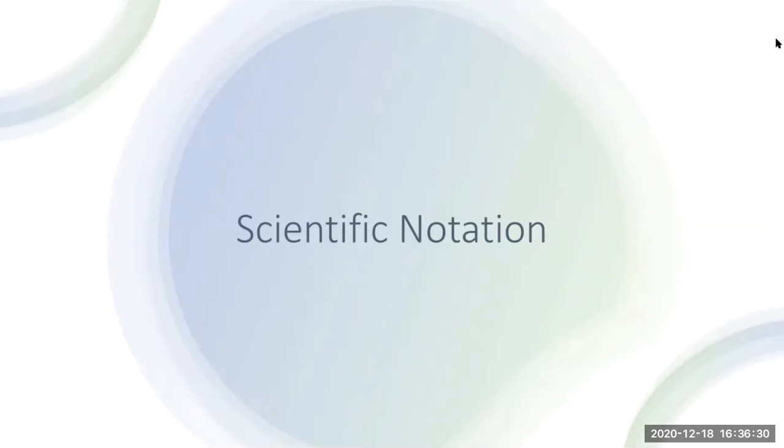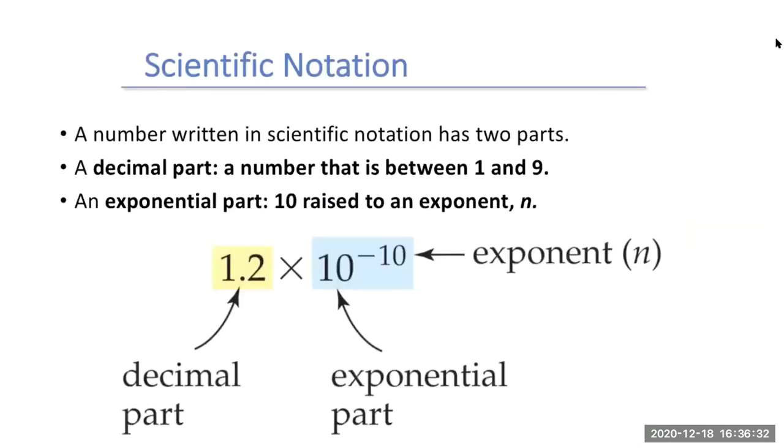In this video, we're going to look at scientific notation. We use scientific notation to write numbers that are either really, really big or really, really small. We do it to make our lives easier. Sometimes it's just easier to convey numbers in scientific notation, and we'll see this later on.